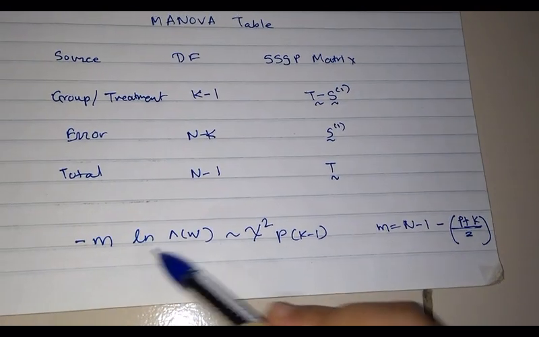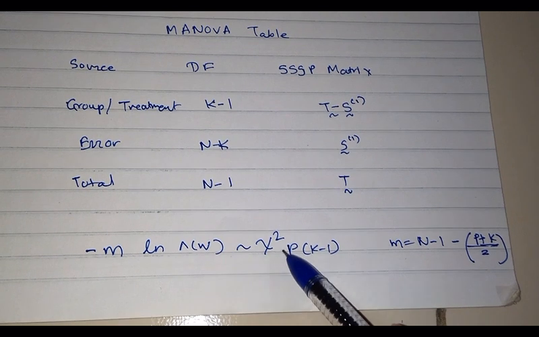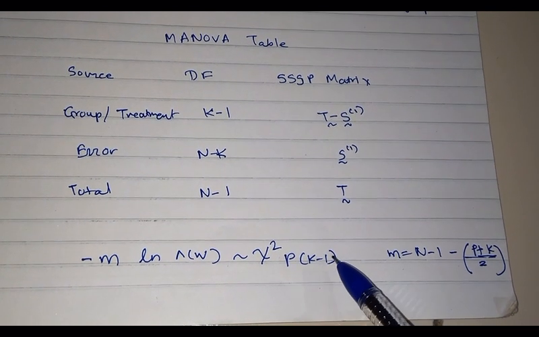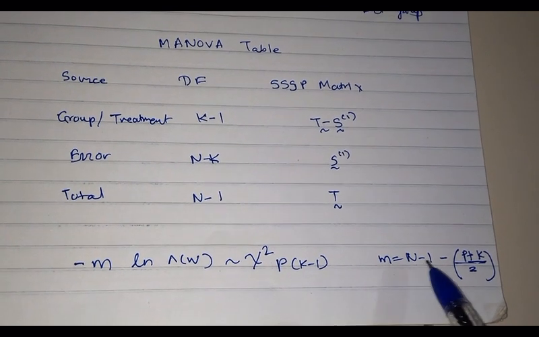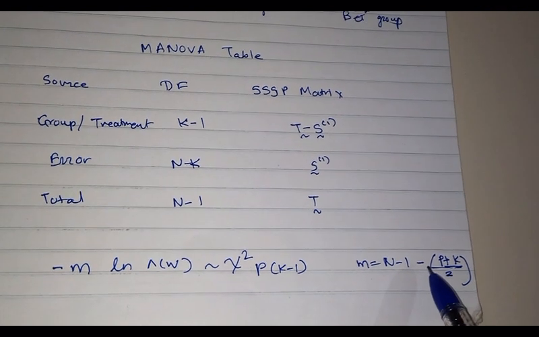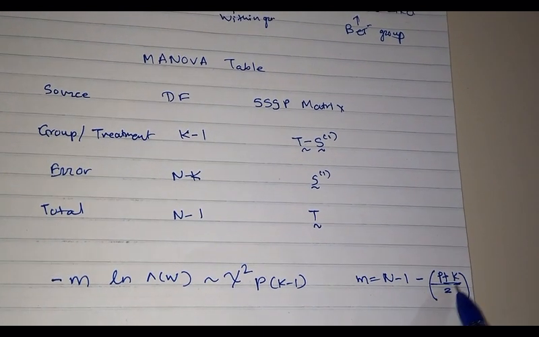Okay, so minus m log of Wilks lambda follows chi-square with p into k minus 1 degrees of freedom, where m is n minus 1 minus p plus k divided by 2. There is another approximation also. Let me write that also.